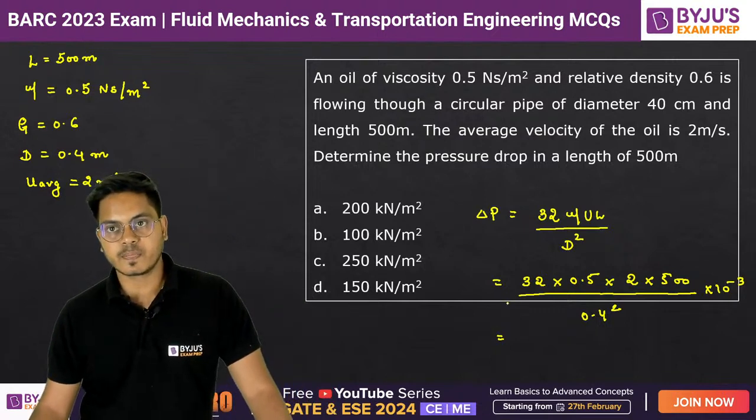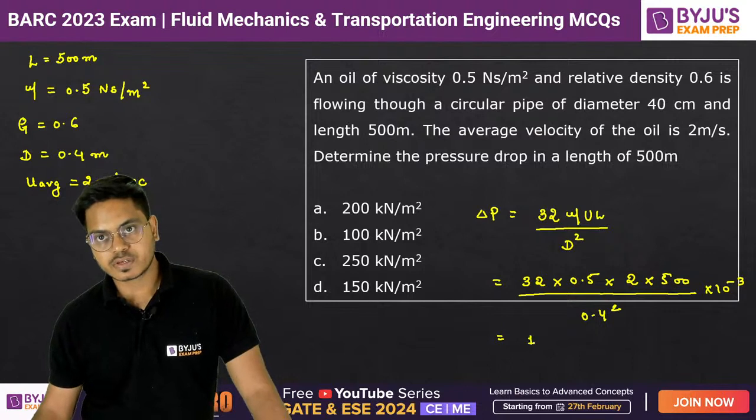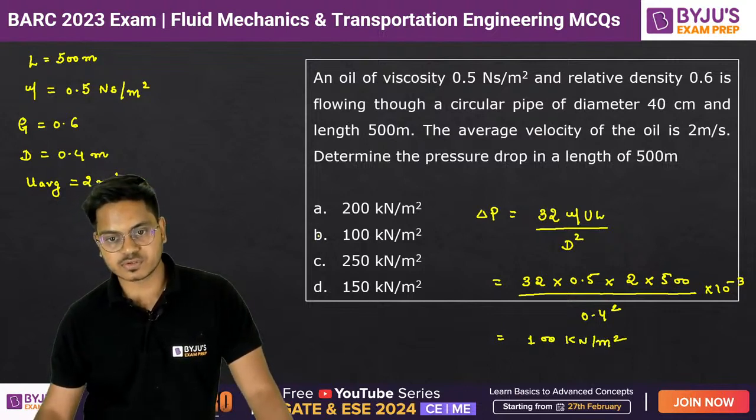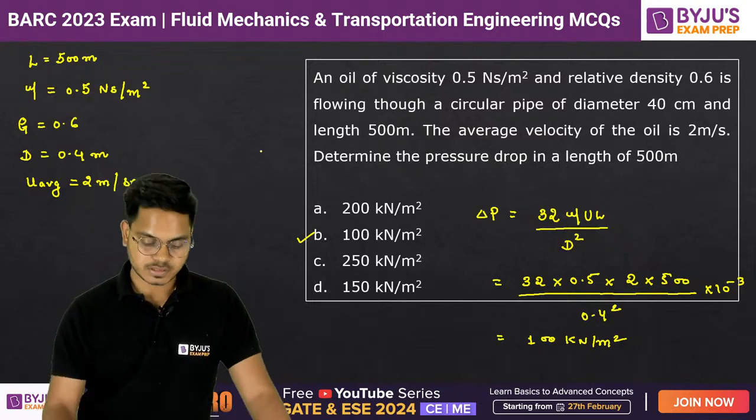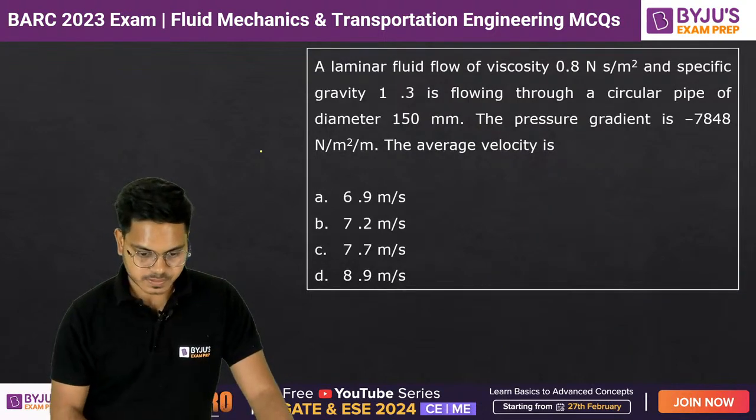Quick, everyone. 100? Okay, 100 kilonewton per meter square, which is option B. Very well. Next question, please.